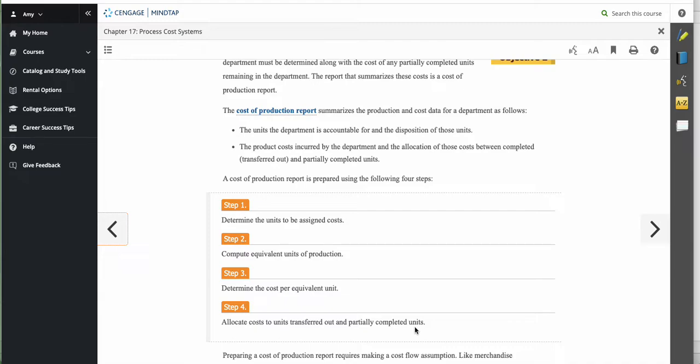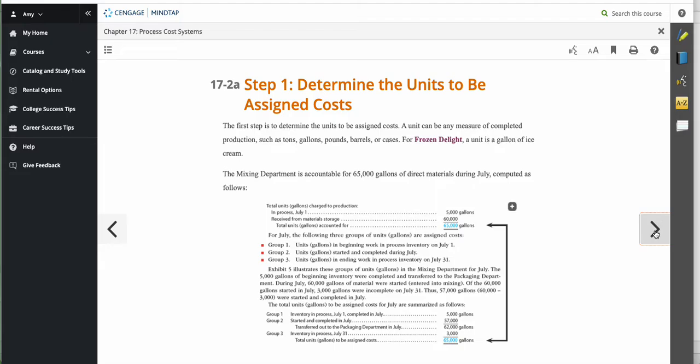So we have 4 steps, but they're divided into 2 different sections. You'll notice that steps 1 and 2 talk about units, and steps 3 and 4 talk about costs. On the cost of production report, you're going to see those 2 sections, and I'll point them out in just a moment. All 4 of these steps are detailed in the next few pages.